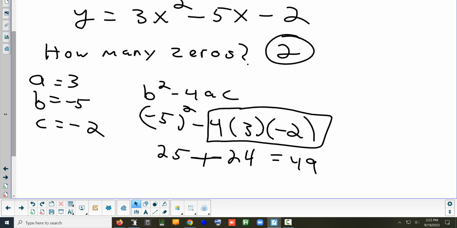Where does it cross? Well, we could go through and do the whole quadratic formula to figure that out. That's all I wanted to know. Any questions on that?